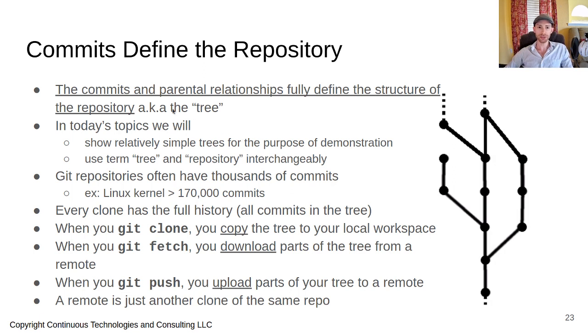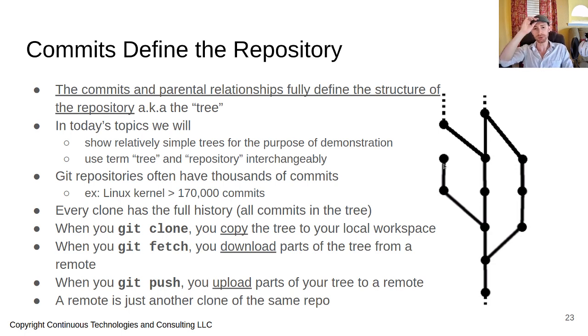The commits and the parental relationships in Git fully define the structure of the repository, and sometimes I'll refer to this as the tree. So in this course, we're going to show relatively simple trees for the purpose of demonstrations, and it'll look like this. And you can see that the dots here just represent there's more history above here, and down here there's more history below here. But I'm going to use the term tree and repository interchangeably throughout this course.